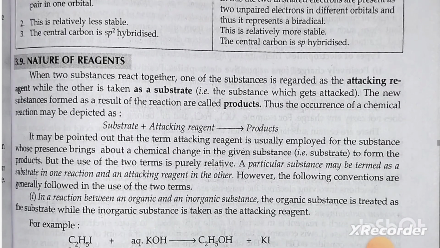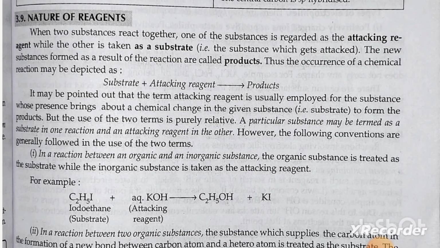Nature of reagent. When two substances react together, one of the substances is regarded as the attacking reagent while the other is taken as the substrate. The substance which gets attacked is the substrate. The new substances formed as the result of reaction are called products. Thus, the occurrence of a chemical reaction may be depicted as substrate plus attacking reagent gives rise to product. It may be pointed out that the term attacking reagent is usually employed for the substance whose presence brings about a chemical change in the given substrate to form the product, but the use of the two terms is purely relative. A particular substance may be termed a substrate in one reaction and an attacking reagent in another. However, the following conventions are generally followed in the use of the two terms.